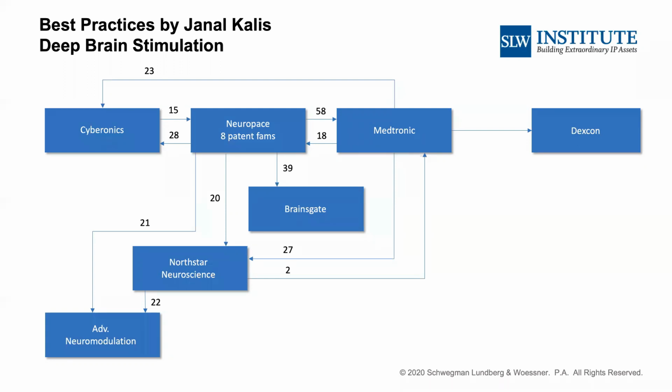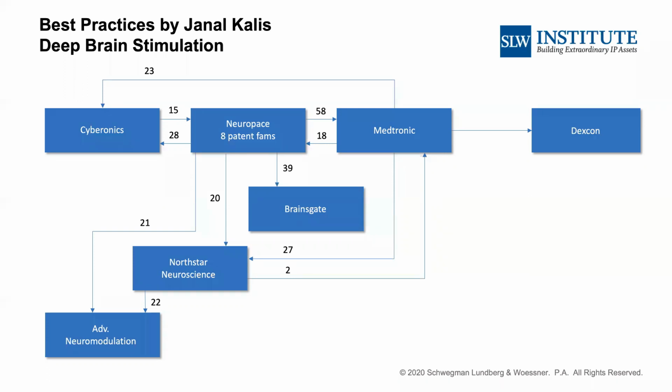The other 2 companies in this graph or this diagram are Northstar Neuroscience and Advanced Neuromodulation. Now, Northstar Neuroscience subsequently went out of business and the patent portfolio was sold to St. Jude. And then Advanced Neuromodulation was absorbed by St. Jude.